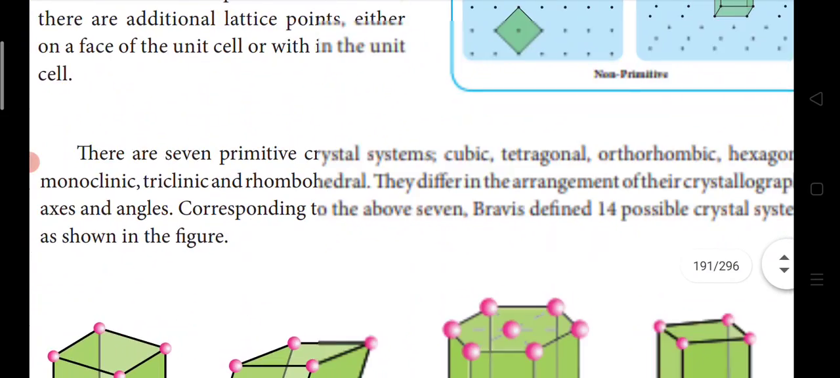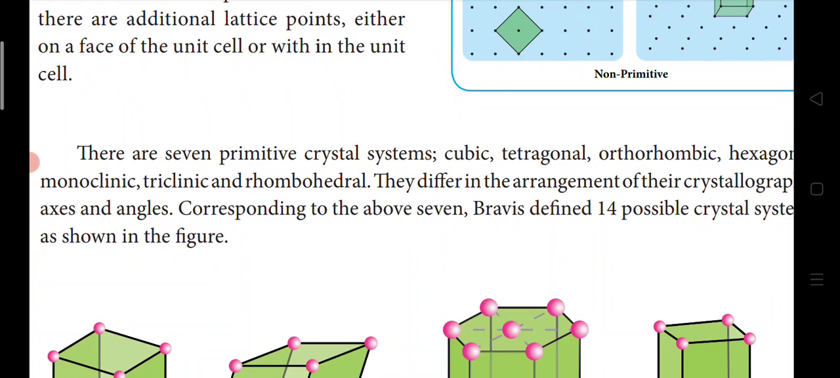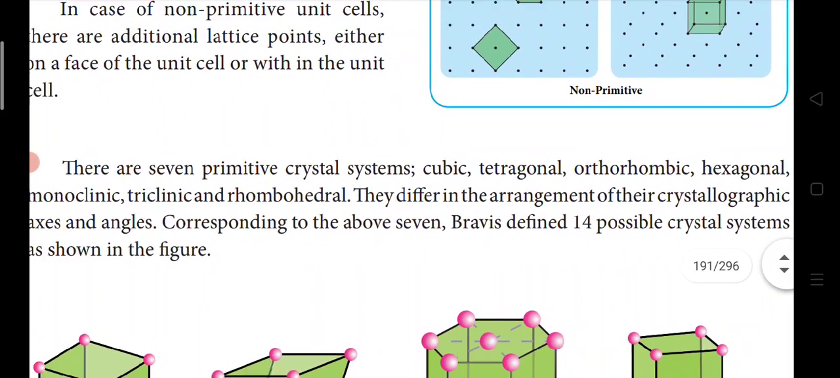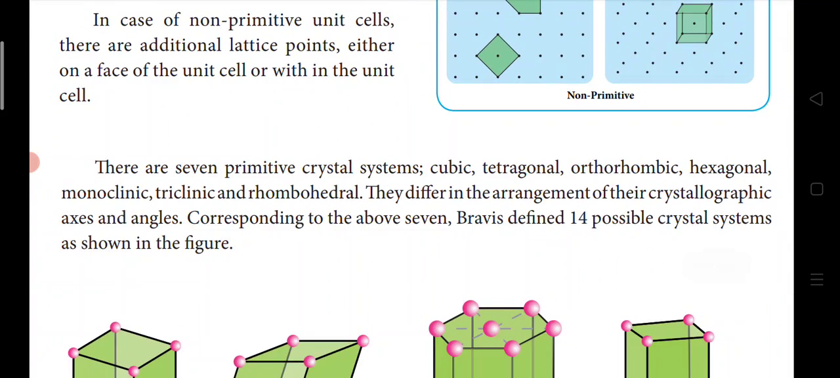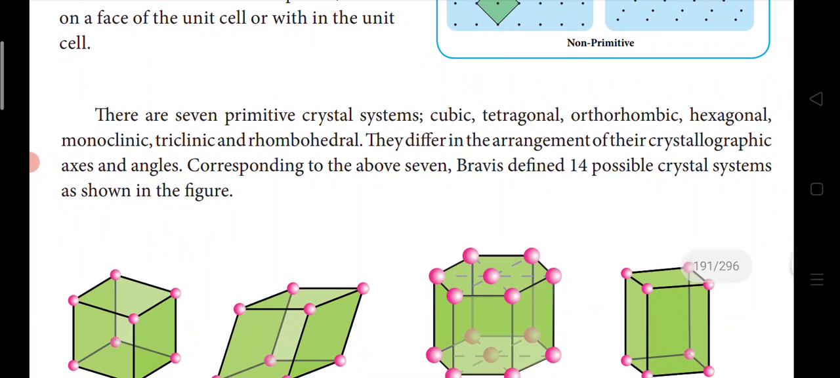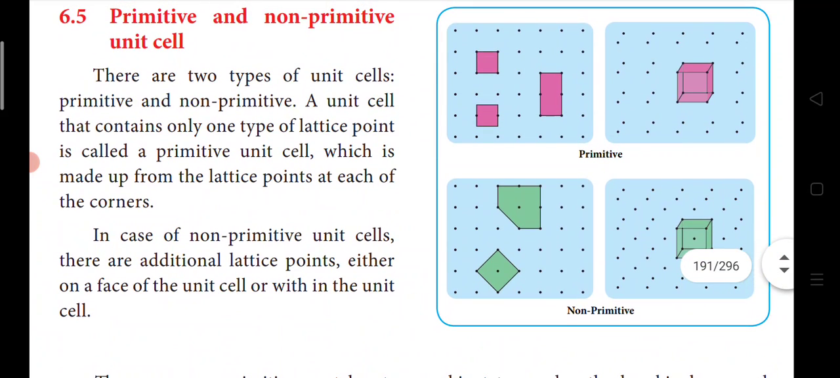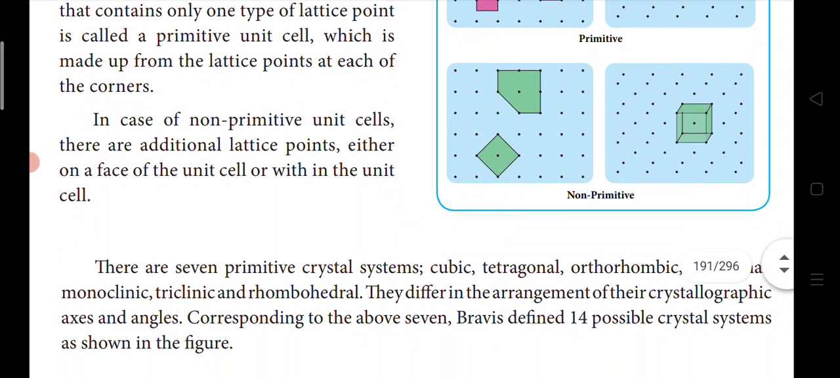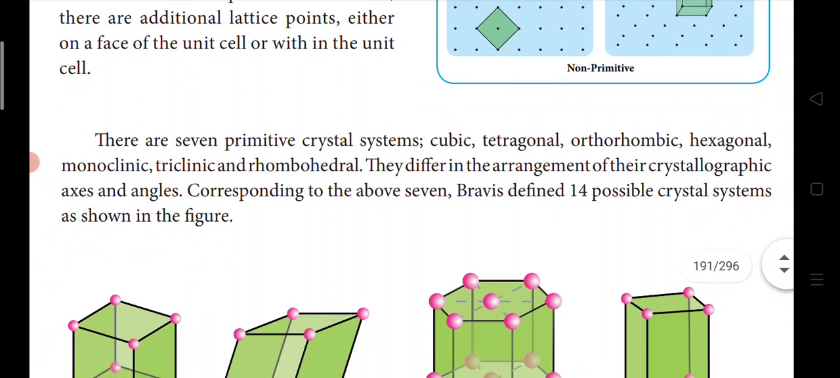If you see here non-primitive, where you have more than one type of lattice point, we call it non-primitive. There are 7 primitive crystal systems: cubic, tetragonal, orthorhombic, hexagonal, monoclinic, triclinic, and rhombohedral. They differ in the arrangement of their crystallographic axes and angles. Corresponding to the above 7 systems, we have 14 possible Bravais lattices. Are you all clear what is primitive and non-primitive? Primitive means they have the same kind of lattice points. Non-primitive means they have more than one additional type of lattice points.